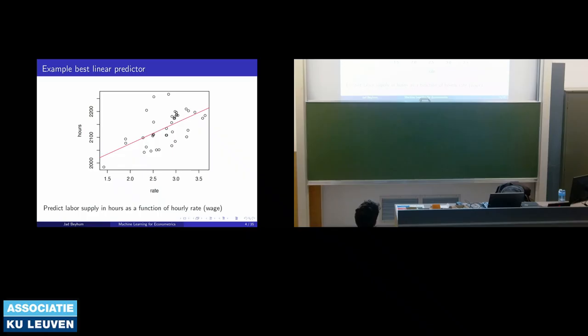Here the hours and rate. Okay? And this line is a prediction device. It's a way to predict the y variable linearly from the x variable.